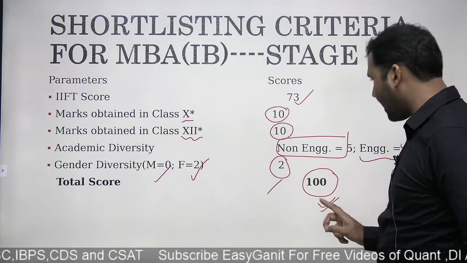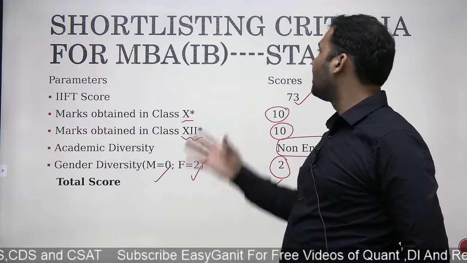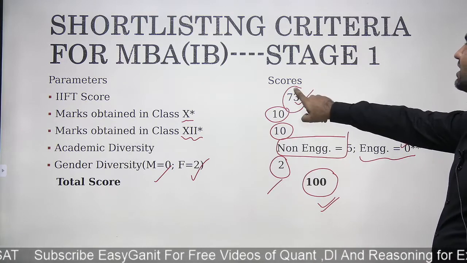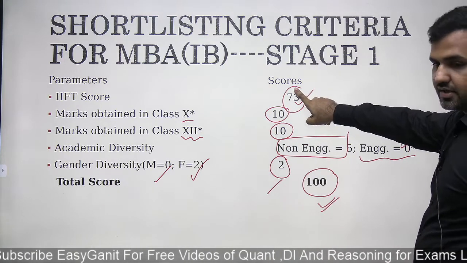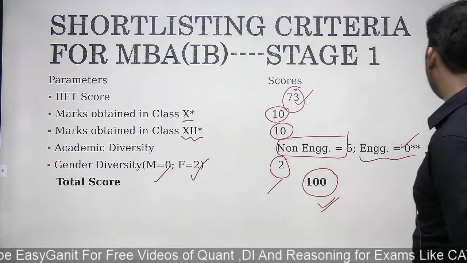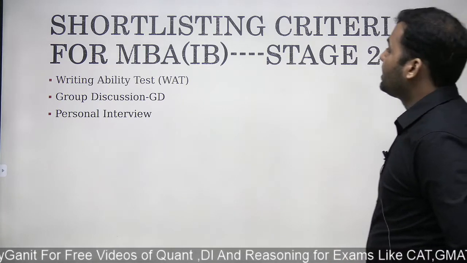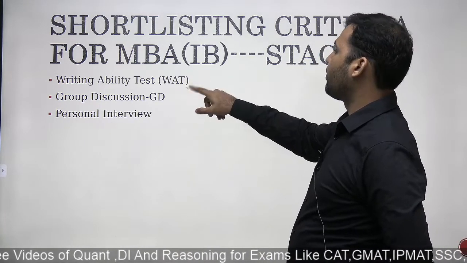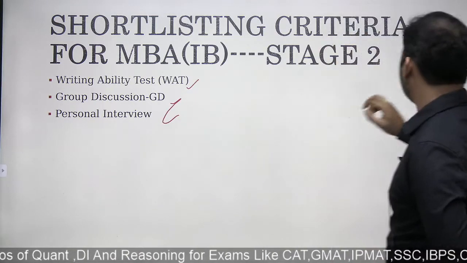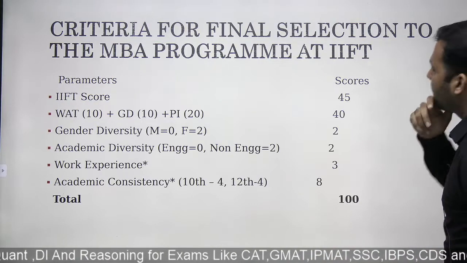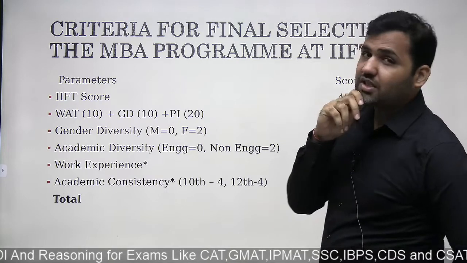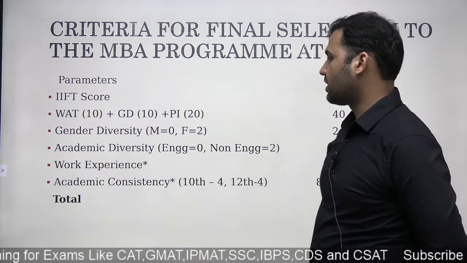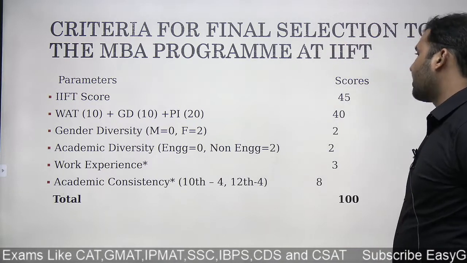So in stage 1, the students will be selected on this criteria, guys. The IIFT score is the biggest factor in stage 1. If you talk about the further process after that, it's VAT, group discussion and personal interview. And last year some changes had come. I guess there was no VAT because of the corona situation, because of the pandemic.